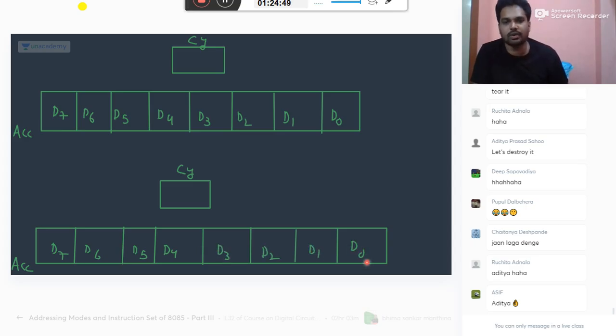Okay. So let's discuss RAR and RRC. What is the difference between RAR and RRC? In RAR, this accumulator rotates right. Right means which side? This side. Okay, this will come here, this will come here.